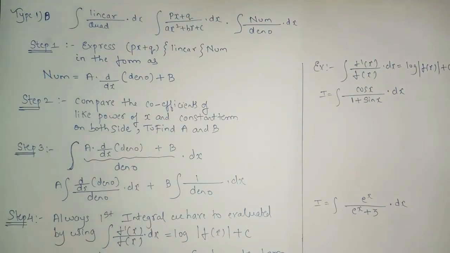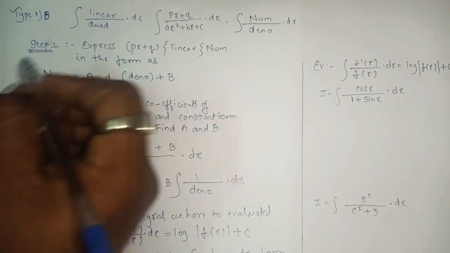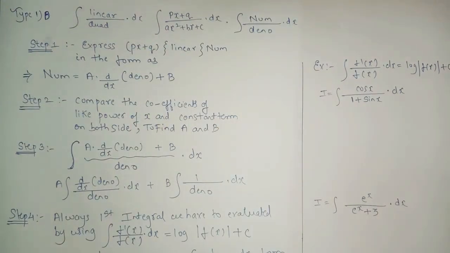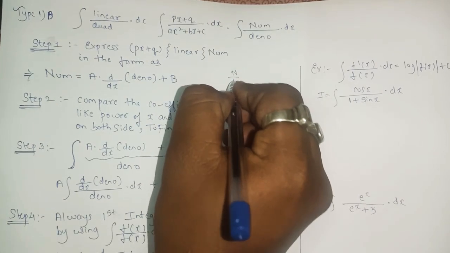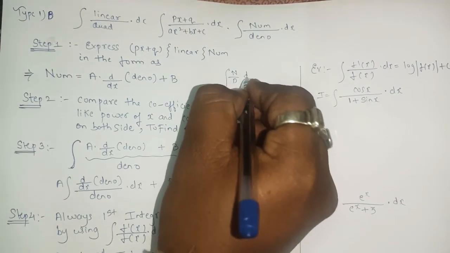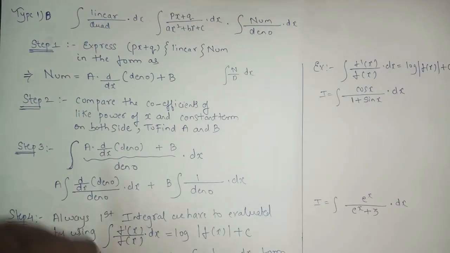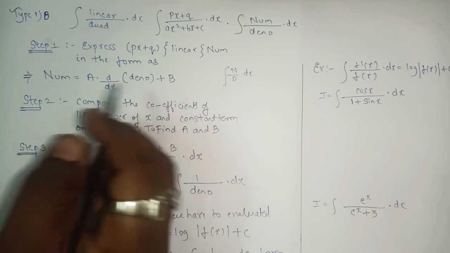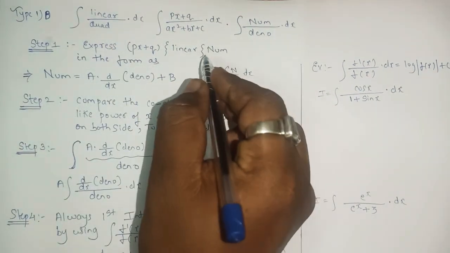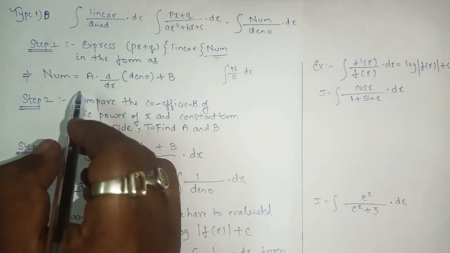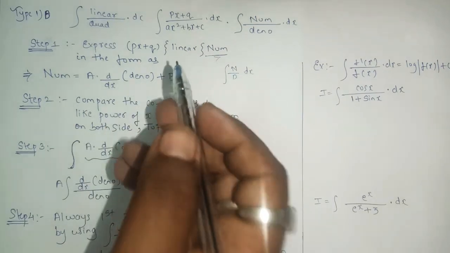Quadratic. It is up to you, but the simplest way, I will suggest, is to remember this format: integral of numerator upon denominator. Numerator is linear and denominator is quadratic. So what is the proper format? What is step number 1? You have to express the numerator in this form. So what is the formula here? Numerator equals a times derivative of denominator plus b.